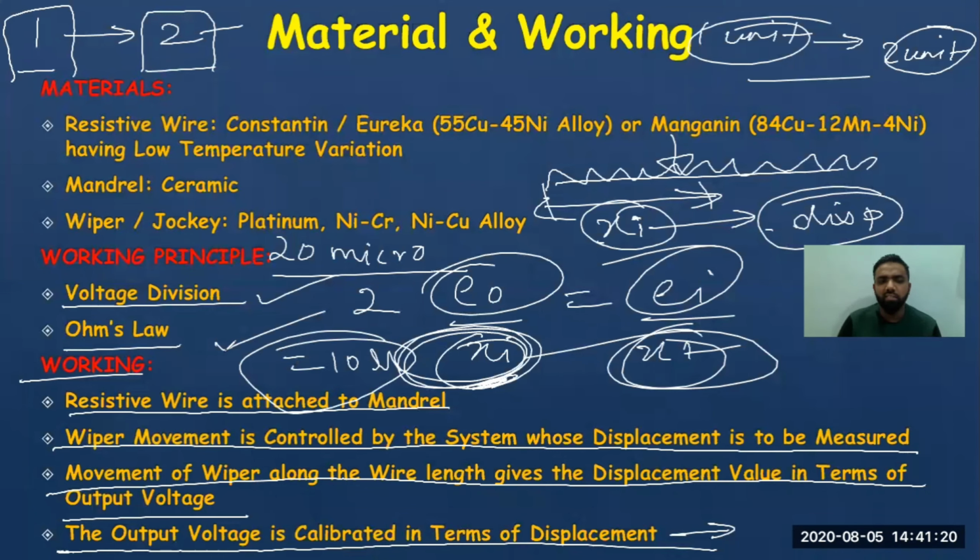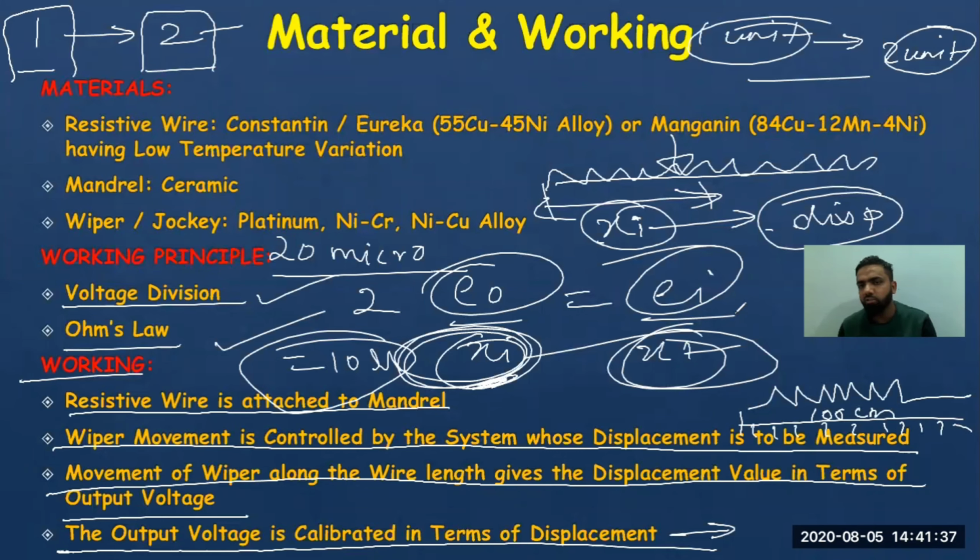So this way we can calibrate the output voltage in terms of displacement, either by using a scale in presence of the wiper. Wherever my resistive potentiometer is, I'll just use a scale. And we know the length of the potentiometer wire is around 100 centimeter. In total it is preferred to be 1000 centimeter, divided in 10 steps of 100 centimeter each. So the output voltage can be calibrated in terms of displacement.